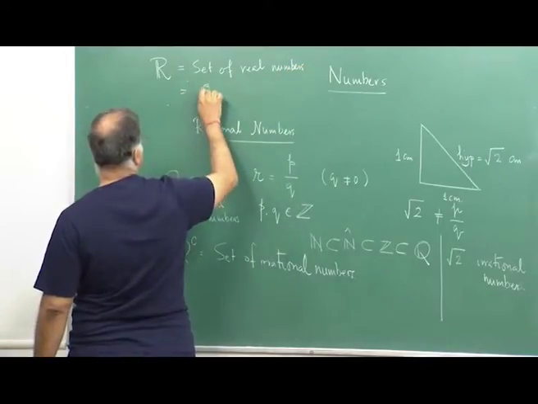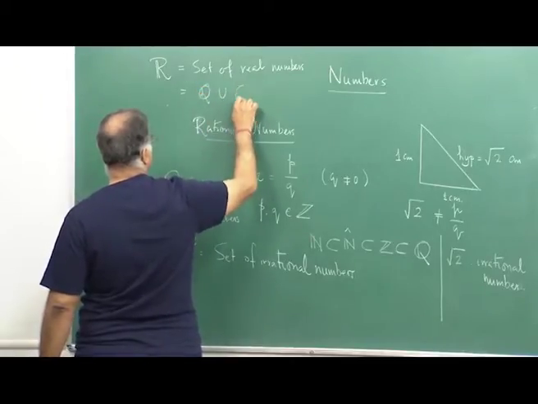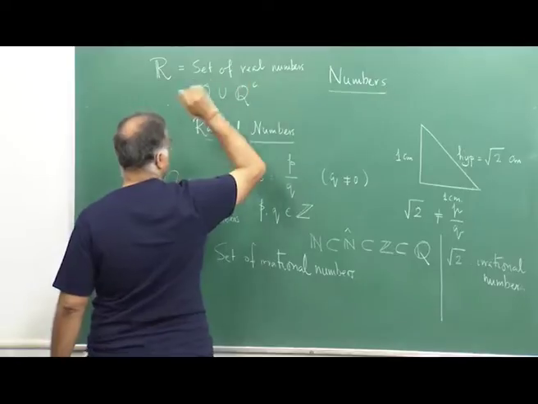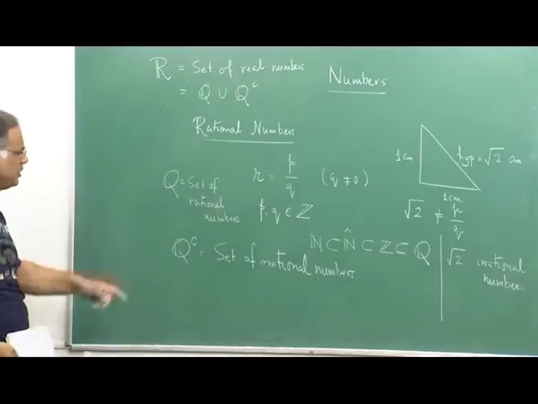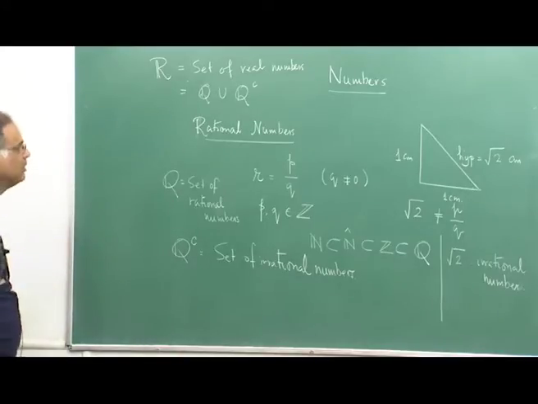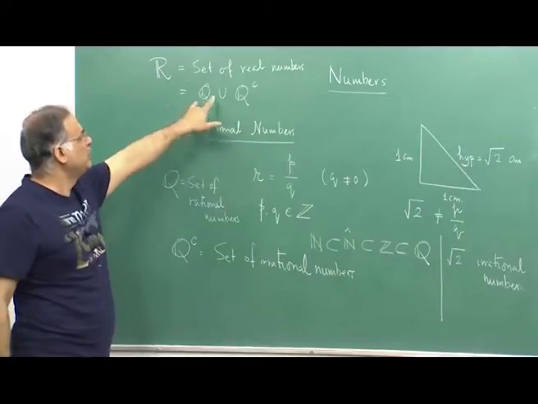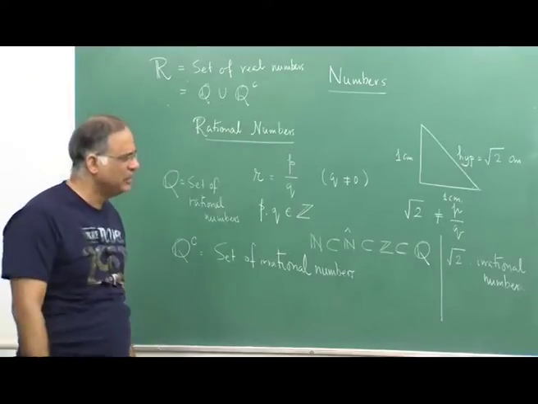is nothing but the union of Q with Q complement. Of course, you know Q intersection Q complement is empty, and there may not be a number which is both rational and irrational. So, hence the union of these two forms what is called the real number set.